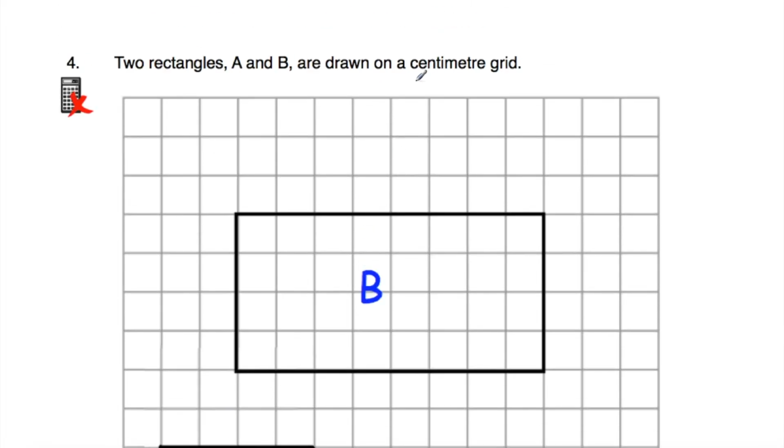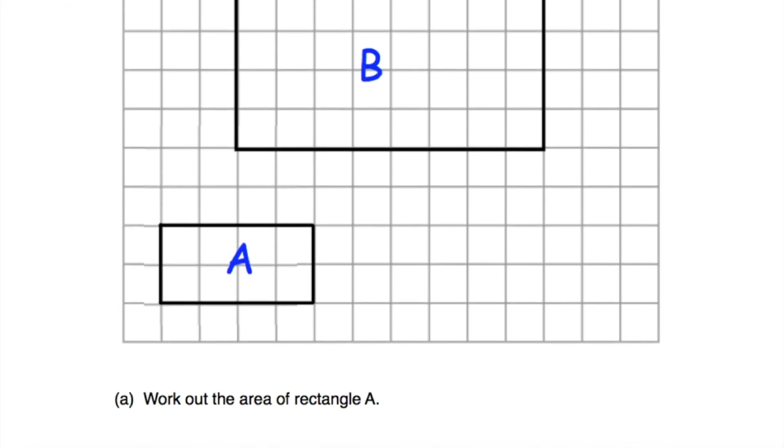Now if we go up, it says a centimetre grid. That means this is a centimetre square grid. So it means that each one of the squares measures 1 centimetre by 1 centimetre. And that means the area, if we do 1 times 1, that's 1 centimetre squared. So that means that each square has got an area of 1 centimetre squared.